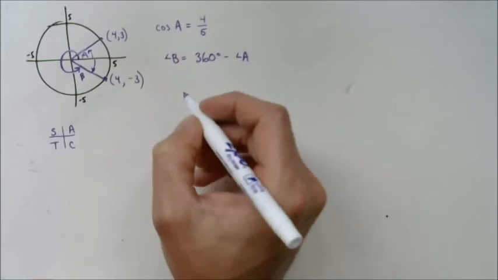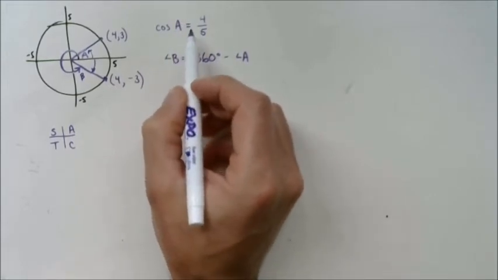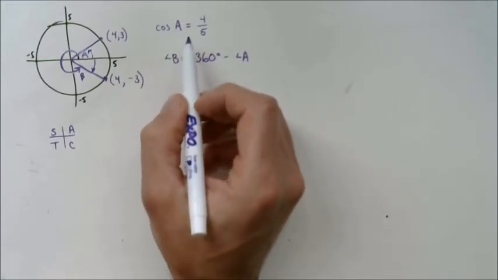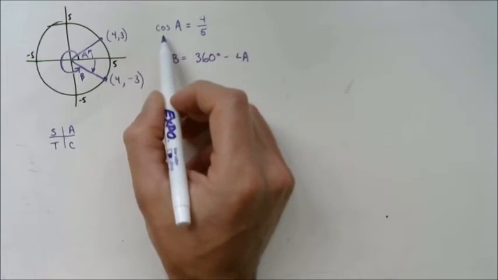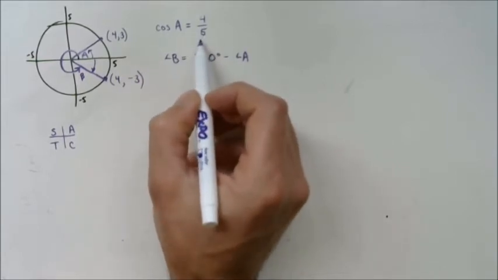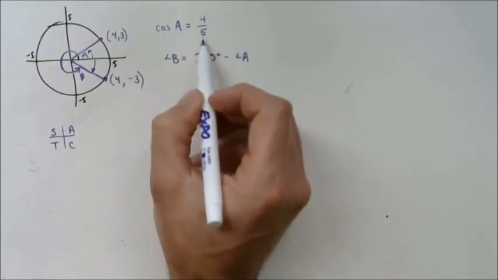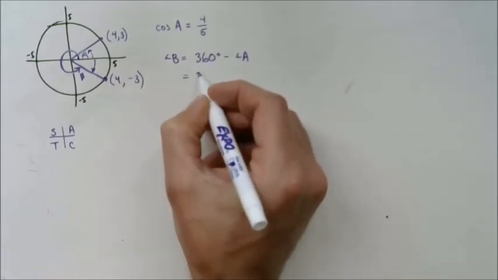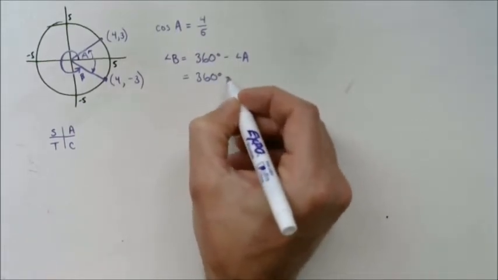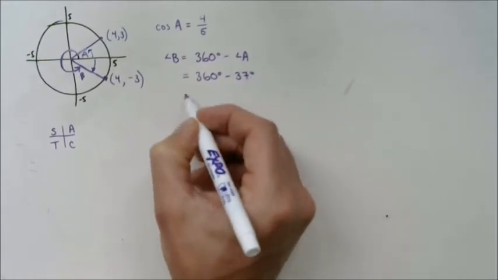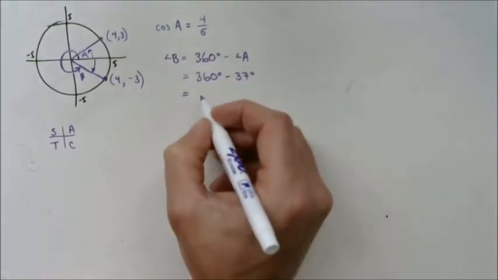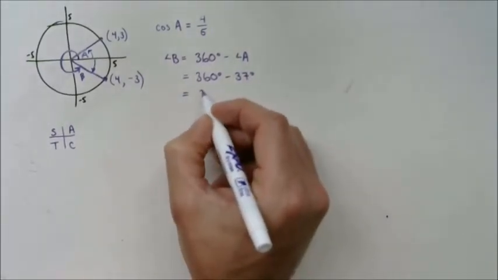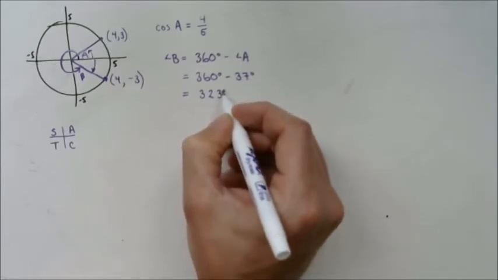Well, we already found out that the measure of angle A is 37 degrees, and you could do that in your calculator if you wanted to. You could take the inverse cosine of 4 over 5, or the inverse cosine of 0.8, and you would get 37 degrees. Which means angle B is 323 degrees.